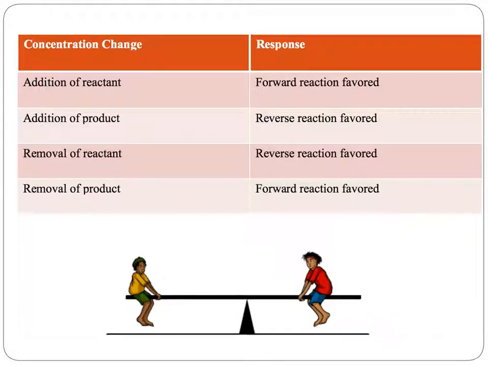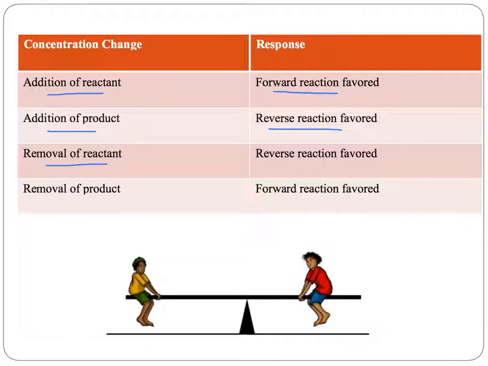Here's a chart that talks about the different things that happen. If you think about the changes as somebody being on a teeter-totter, that might help you think about how you need to rebalance it. If you add more reactant, then the forward reaction is favored to make more product and balance things out again. If you add more product, the reverse is true. You try to make more reactant to balance things out.